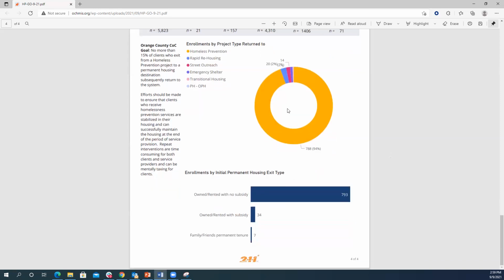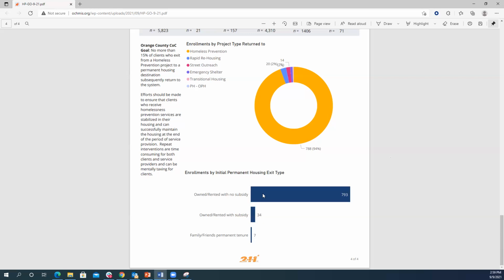And we also have where the clients exited to initially before returning, and most exited to either somewhere they owned or rented with no subsidy, which makes sense, followed by those with subsidy, and then those with family or friends. So maybe they weren't able to keep their unit, but they were able to be placed with family or friends permanently.